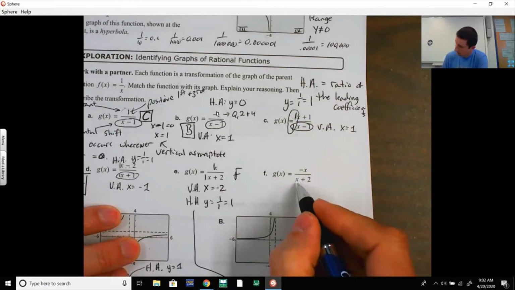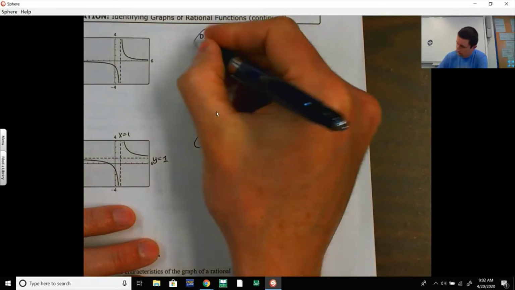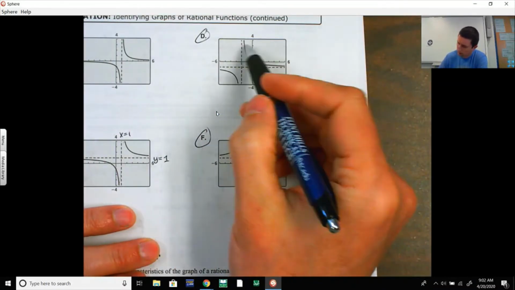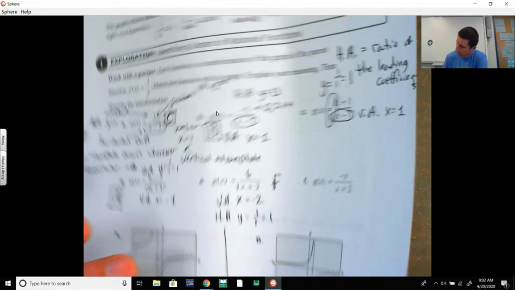Okay, -x over x plus 2. Now that should be D. Okay, notice that -x, but then the branches are in quadrants 1 and 3, like it should be a positive. So let's check that out.